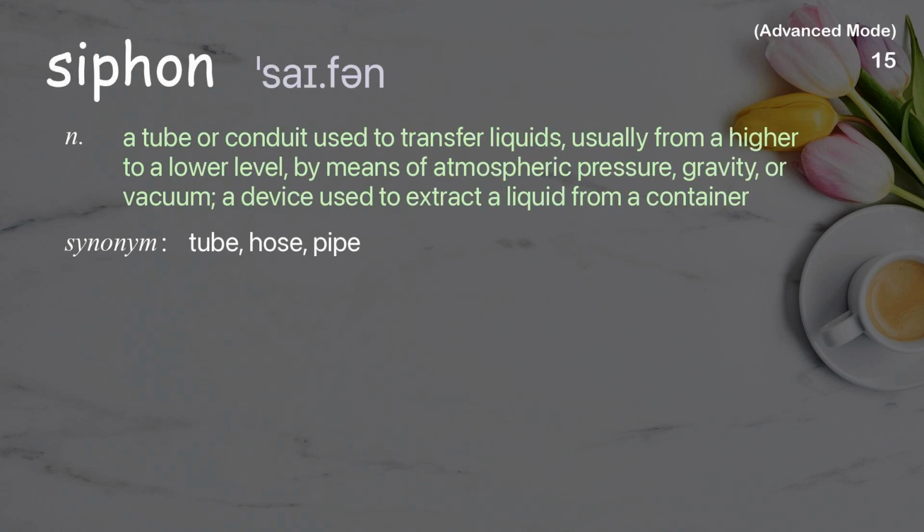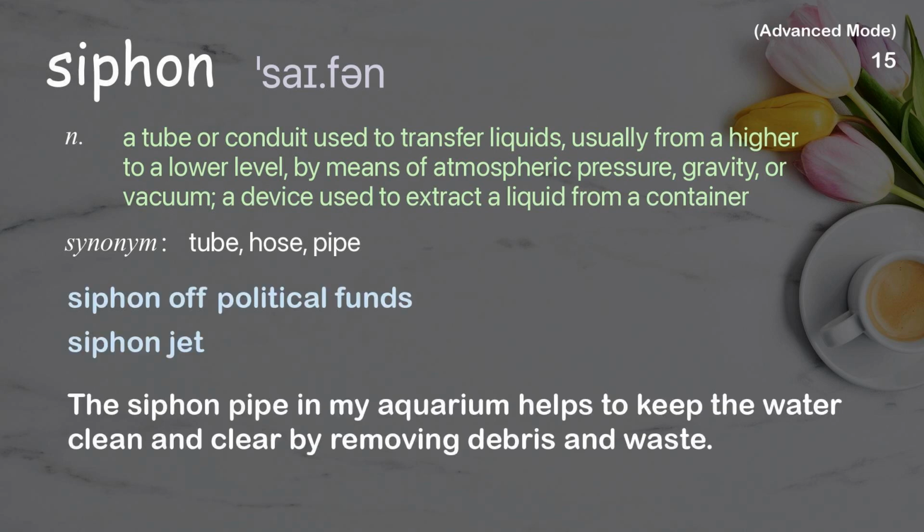Siphon. A tube or conduit used to transfer liquids, usually from a higher to a lower level, by means of atmospheric pressure, gravity, or vacuum; a device used to extract a liquid from a container. Examples: Siphon off political funds. Siphon jet. The siphon pipe in my aquarium helps to keep the water clean and clear by removing debris and waste.